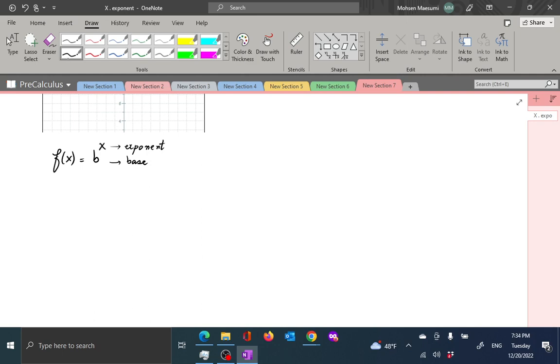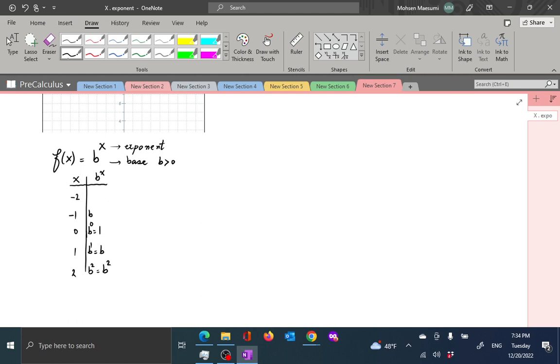The easiest way to start is to make a table. So we have our x and then b to the power of x, and of course our friendliest numbers for x are 0, 1, 2, -1 and -2. So b to the power of 0, remember our base is always a positive number, is always 1. B to the power of 1 is just b. B to the power of 2 is b squared.